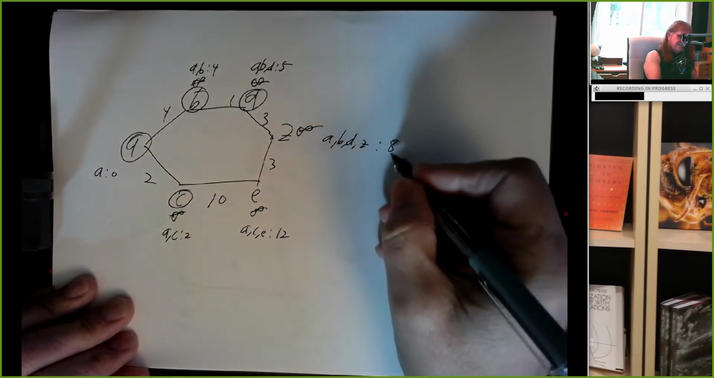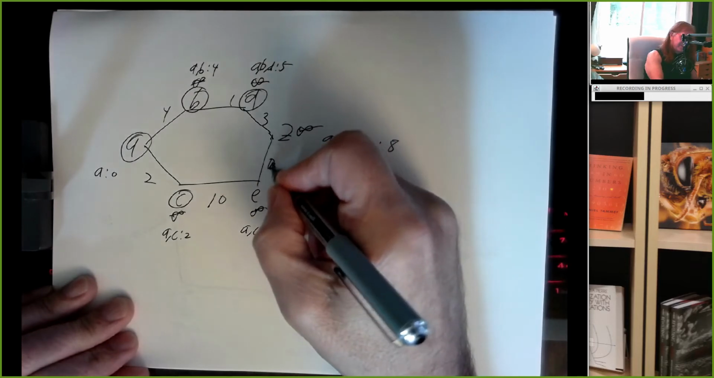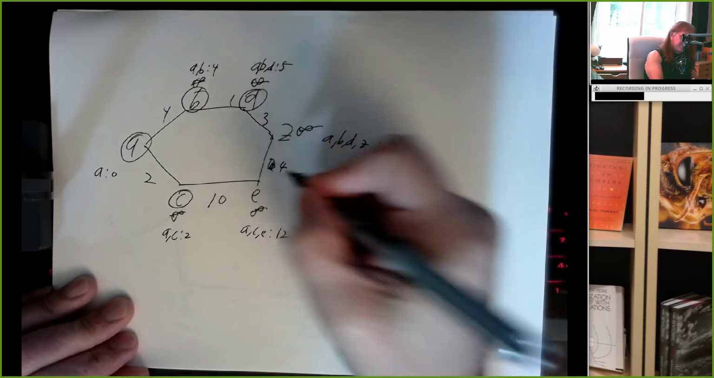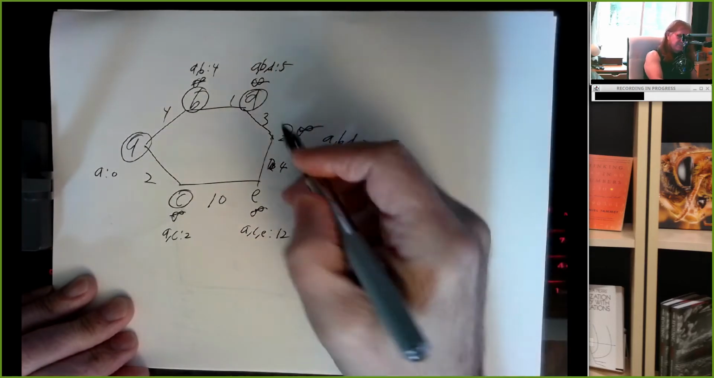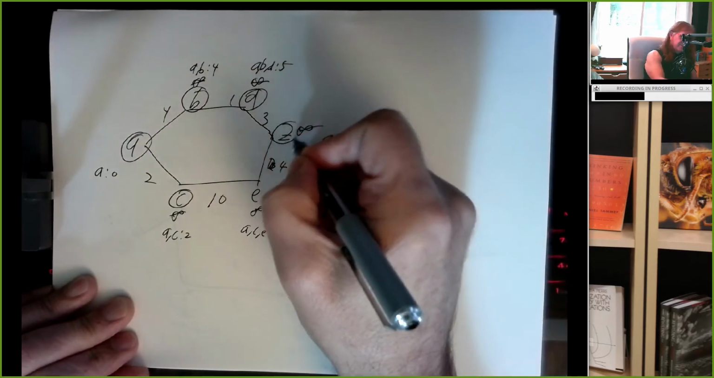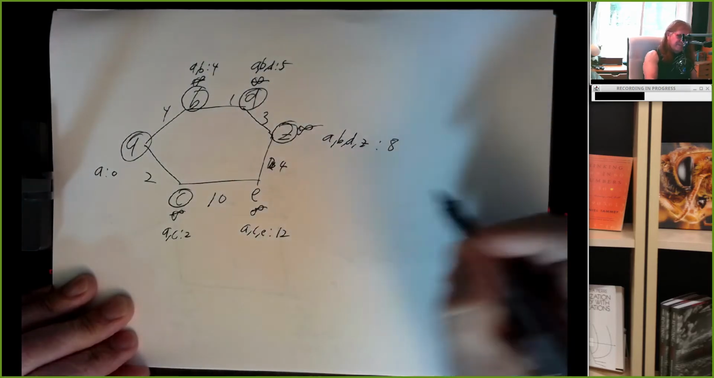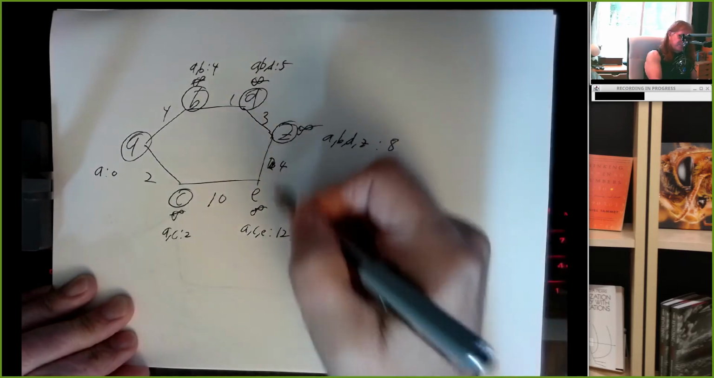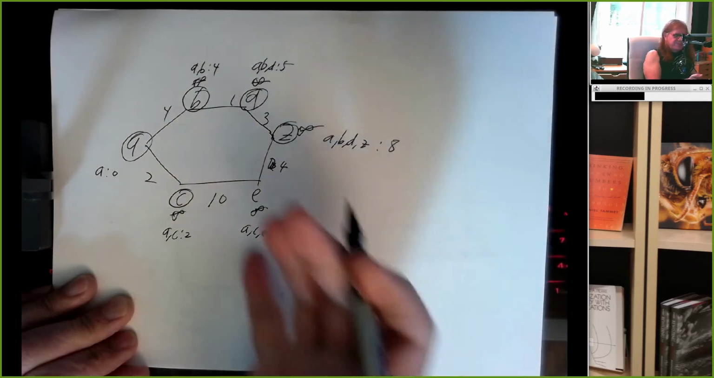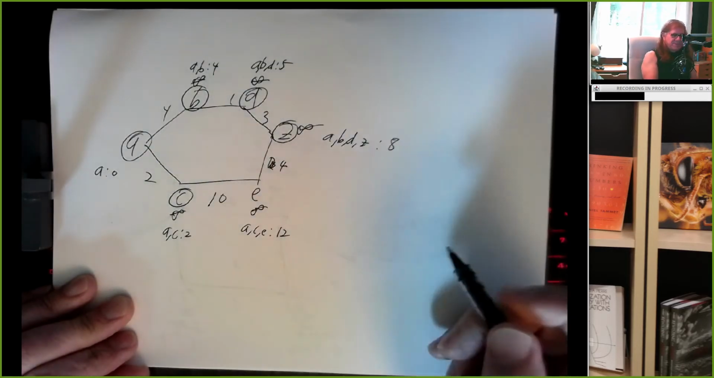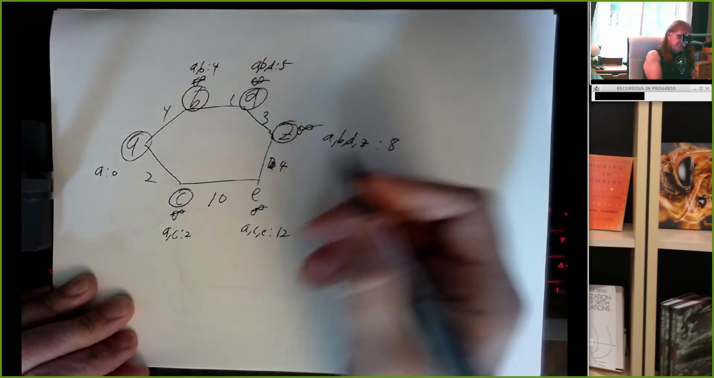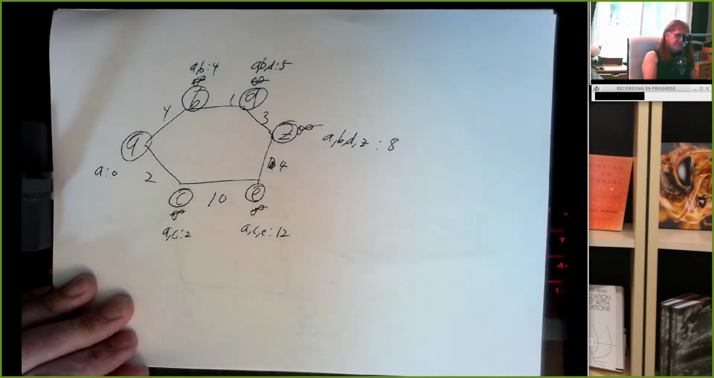And then we relax from there, and let's make this 4. So we visit this node next. And then the only adjacent node is this one. 8 plus 4 is 12. That's no better than 12. We wouldn't actually relax this one. We'd end up with the same path length. So there's no nodes to relax. So we mark that one as visited.